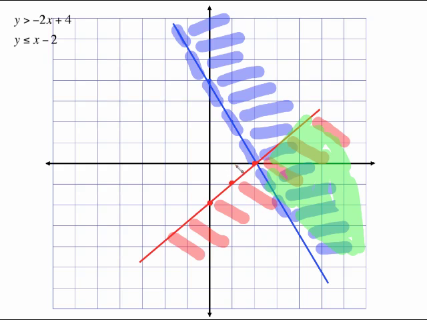So pick a point over here, like 1, 2, 3, 4, 0, right here. If you put a 4 in for x and a 0 in for y, it checks. Negative 2 times 4 is negative 8, plus 4 is negative 4. 0 is greater than negative 4. Put your 4 here, your 0 here. 4 minus 2 is 2. 0 is less than or equal to 2, so we have shaded the correct region.